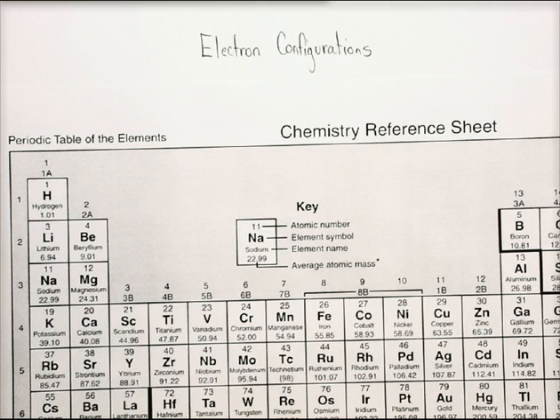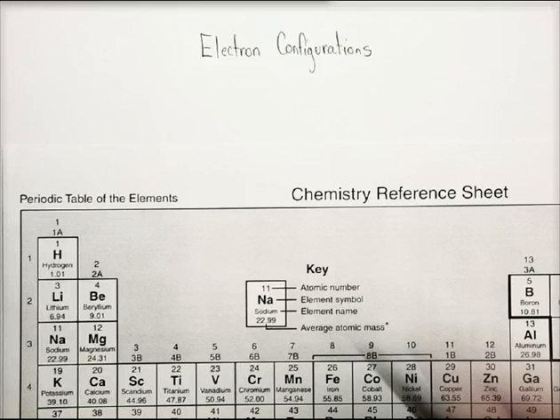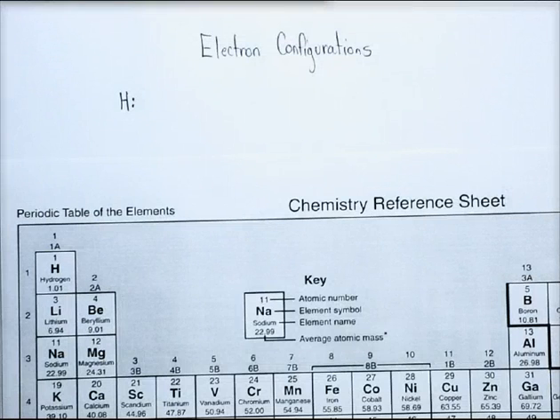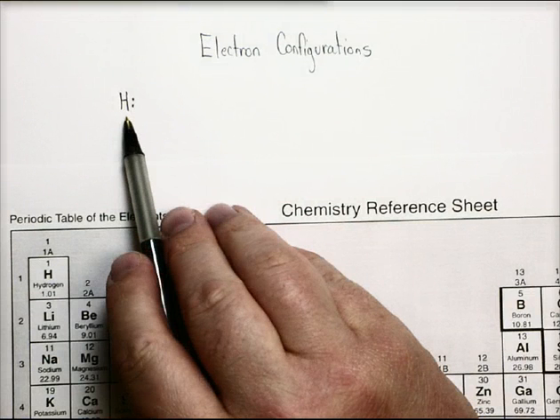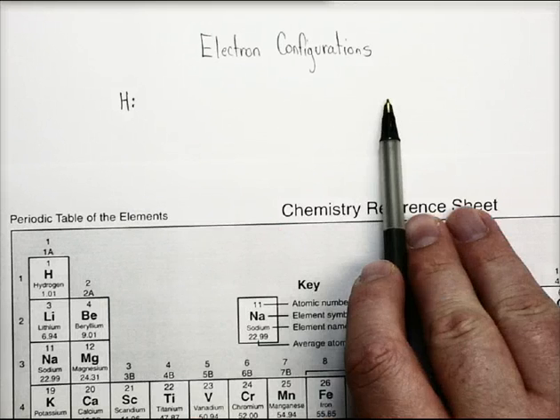So let's start with a very, very simple one. Let's start with hydrogen. So we're going to write an electron configuration for hydrogen. I've just written the symbol for hydrogen and then put a colon there, and we're going to write the configuration afterwards. So this is just saying hydrogen, and then we're going to write this out.